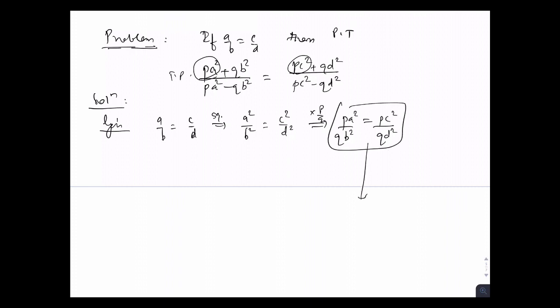Now what is the next step we want? We want addition and subtraction structure. Can you see that? So I apply componendo and dividendo, because I am getting numerator plus denominator upon numerator minus denominator kind of form here. So I'll get (pa square plus qb square) upon (pa square minus qb square). Similarly on the other side also the same thing will happen: (pc square plus qd square) upon (pc square minus qd square), and hence we have proved it.